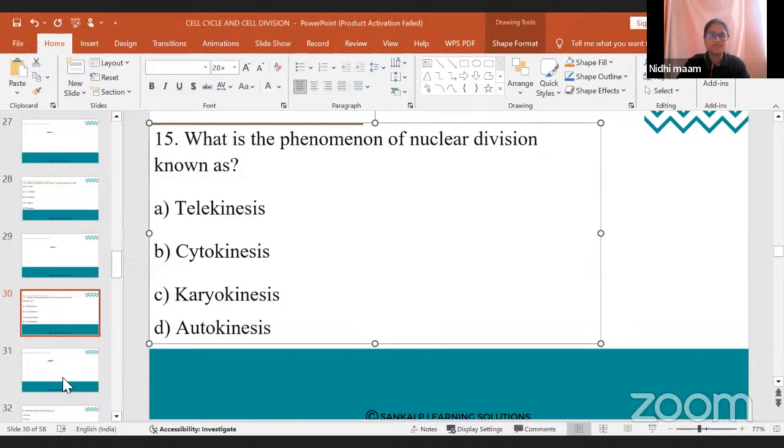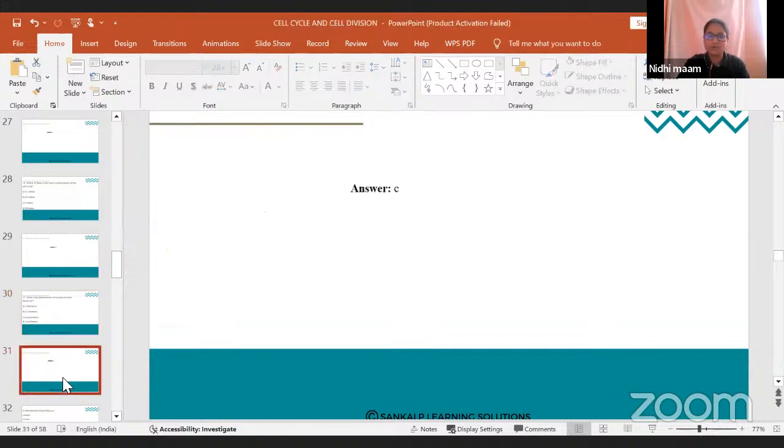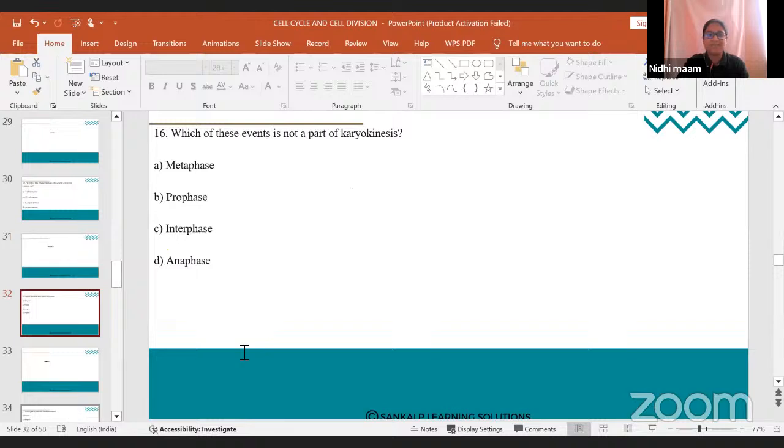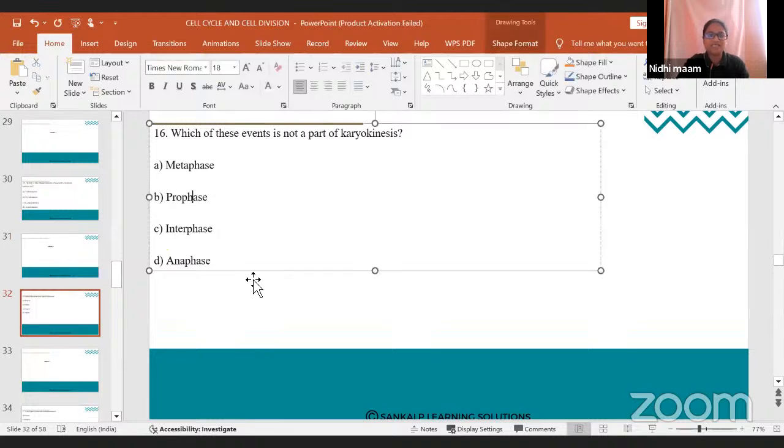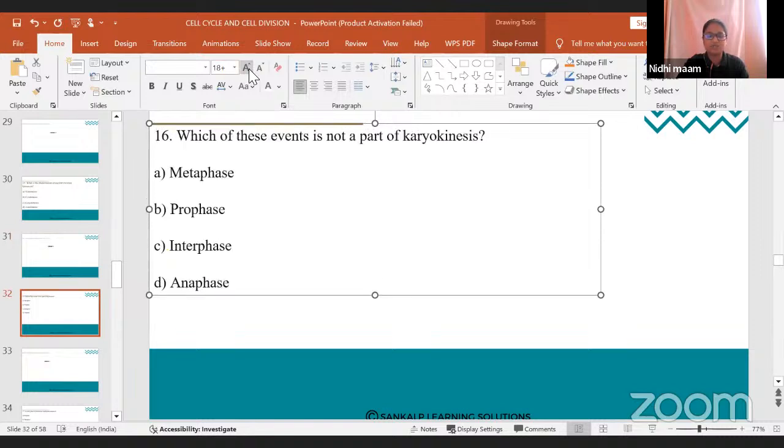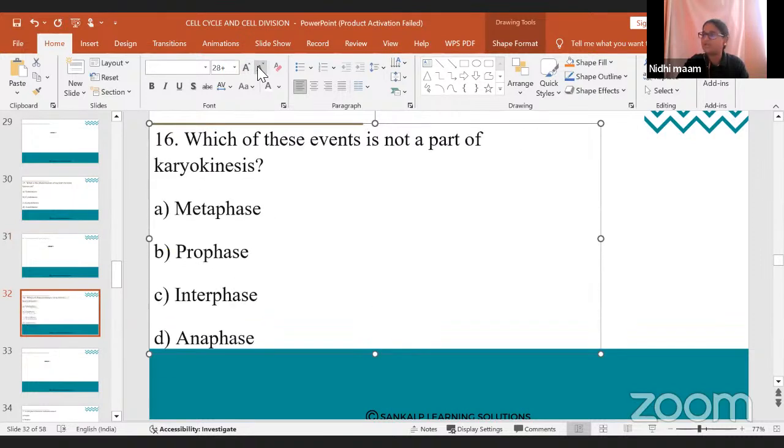Okay, most of you voted for option C, that is karyokinesis. Exactly, the nuclear division is called karyokinesis and the cytoplasm division is called cytokinesis. Next question, which of these events is not a part of karyokinesis? A is metaphase, B is prophase, C is interphase, D is anaphase.